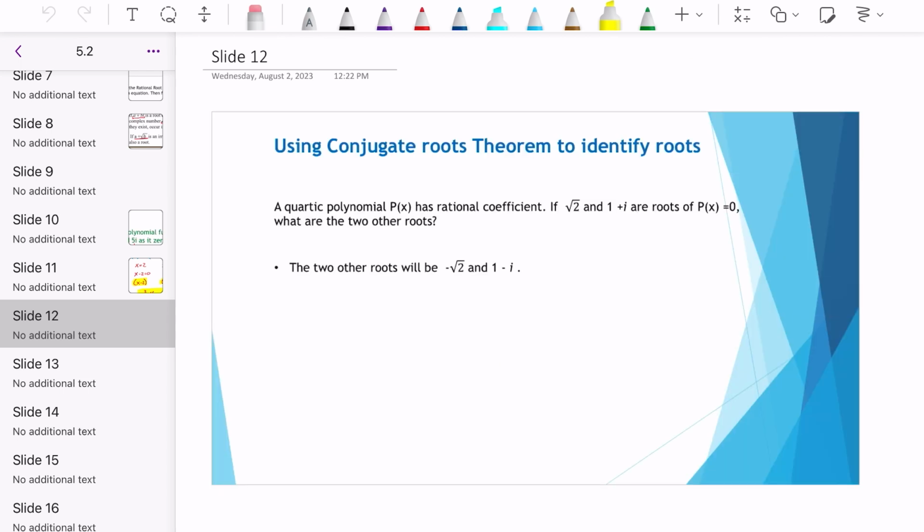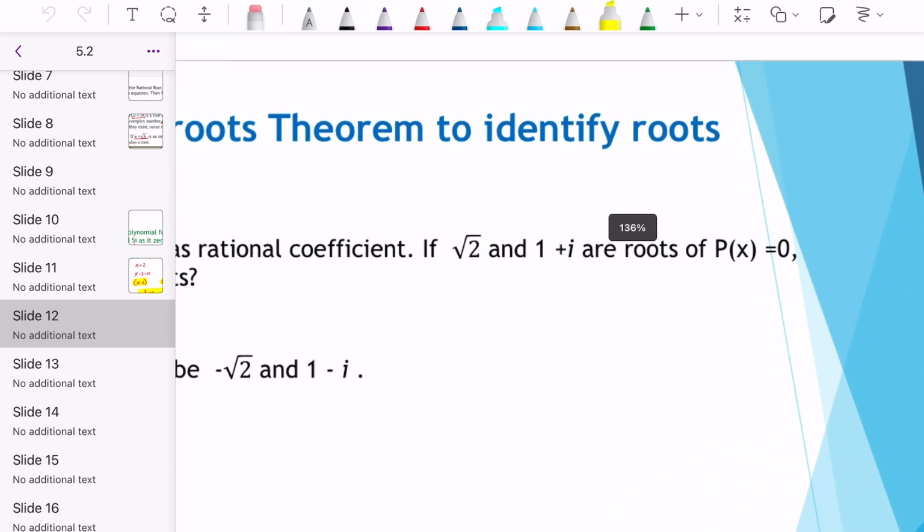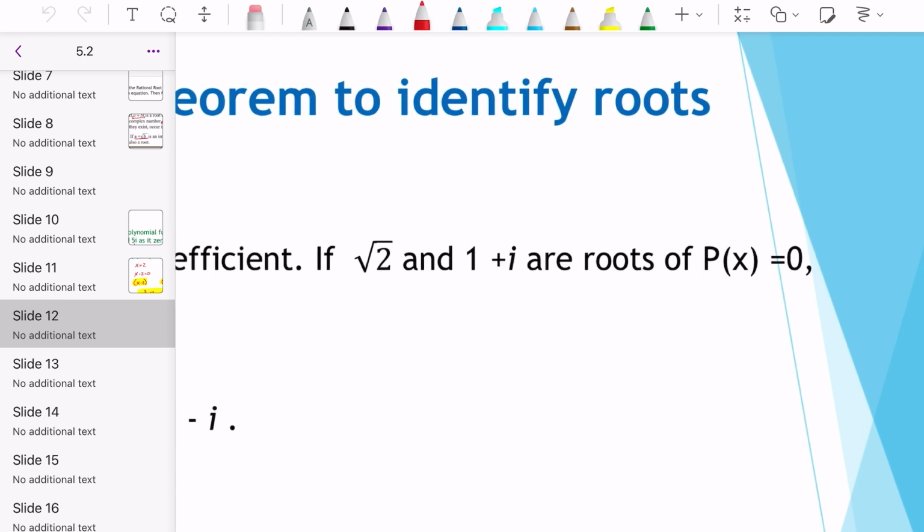Let's take a look at slide 12. In slide 12, it says a quartic polynomial, p of x, has rational coefficients if the square root of 2 and 1 plus i are roots of p of x. What are the other two roots? So the first thing would be to take a look at our roots. If we have the square root of 2, it would also be the negative square root of 2. And if we were looking at 1 plus i, the conjugate of it would be 1 minus i.